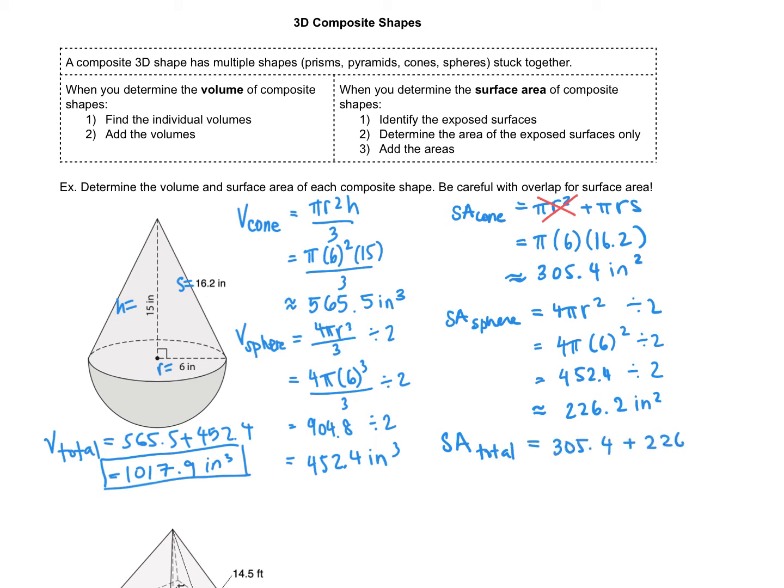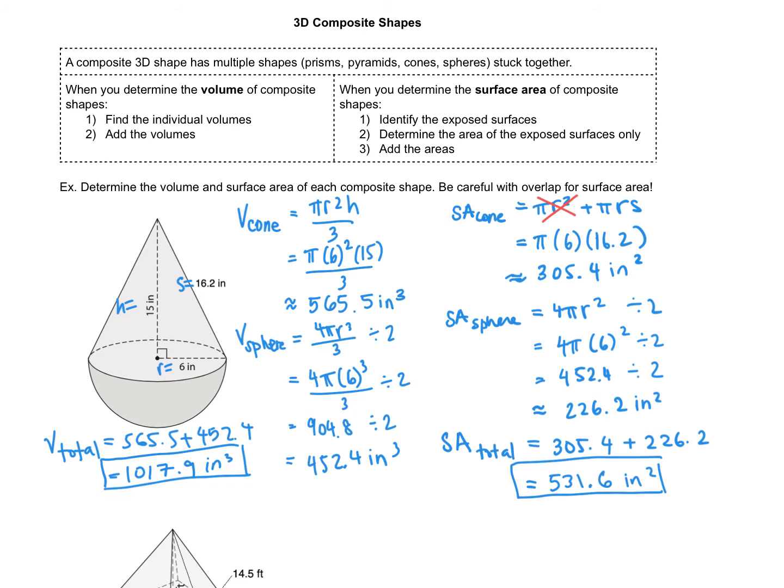So when you're dealing with those circular shapes, like cones, spheres, even cylinders, you are relying on that formula that's given to you, but sometimes you might have to be a little bit selective. So for our surface area, when we add them up, we get 531.6 inches squared. And there we have it.